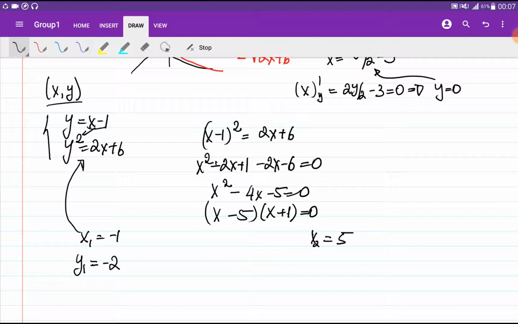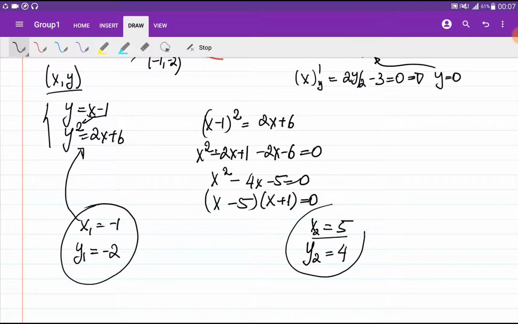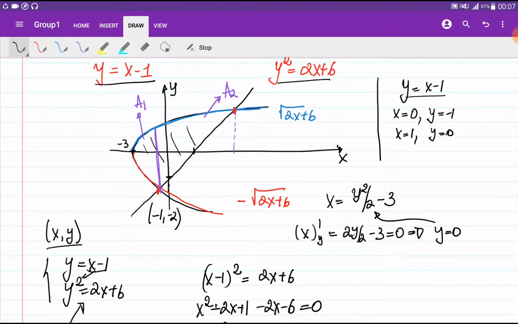Now in order to find the y coordinate of the other intersection point, we need to substitute x equal to 5 into the first equation, and it gives us 4, right? So this pair gives us the coordinates of the first intersection point, minus 1 and minus 2. And the second pair of numbers gives us the coordinates of the second intersection point, which is 5 and 4.